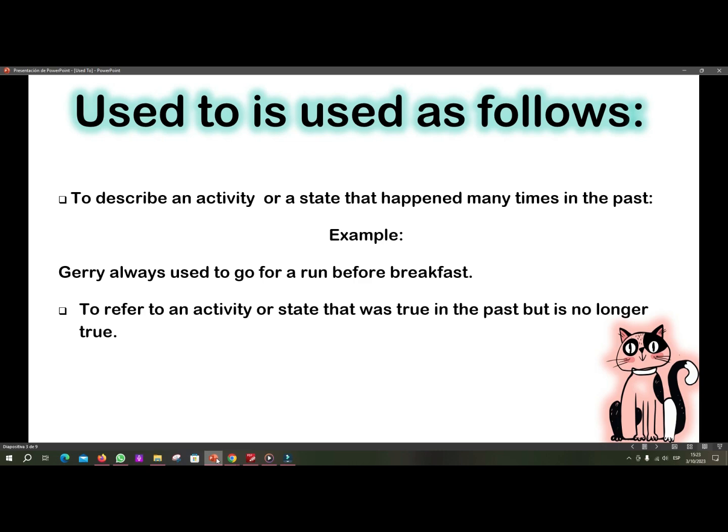Also, to refer to an activity or state that was true in the past, but it is no longer true nowadays, right? Or you can say in the past also. I used to like rock climbing when I was younger. I guess you don't like rock climbing now, right? So I used to like rock climbing when I was younger. So we're going to use also used to, right, to refer to an activity that was true in the past, but that is no longer true. Okay.